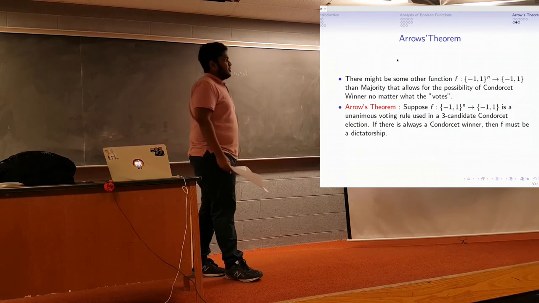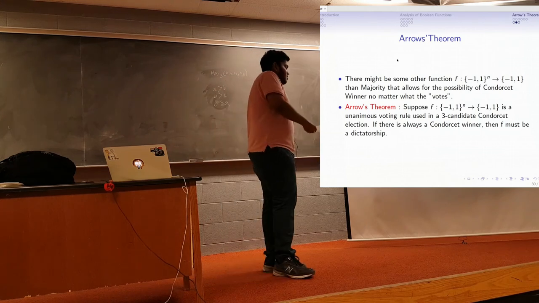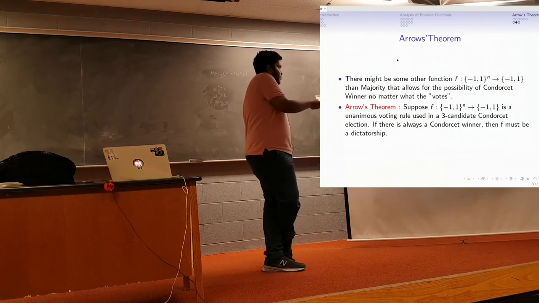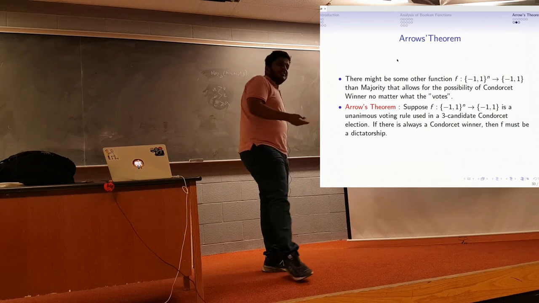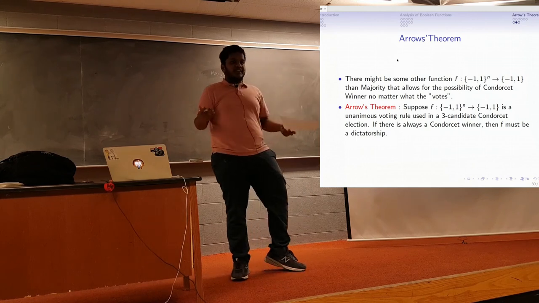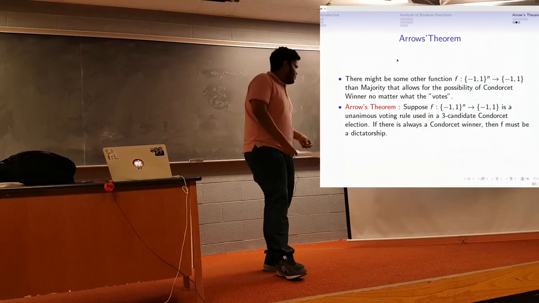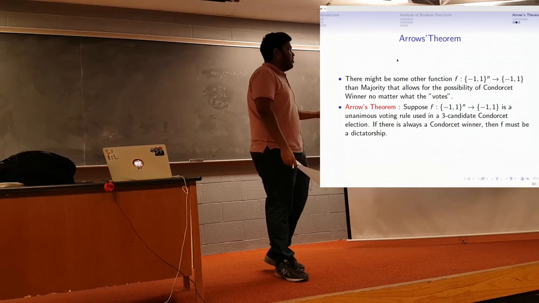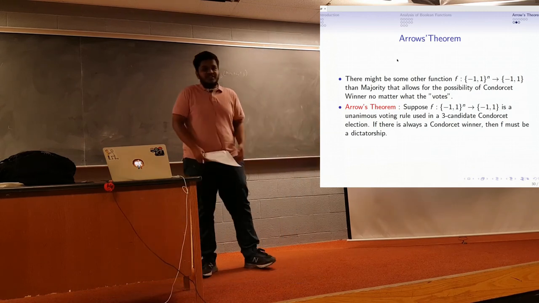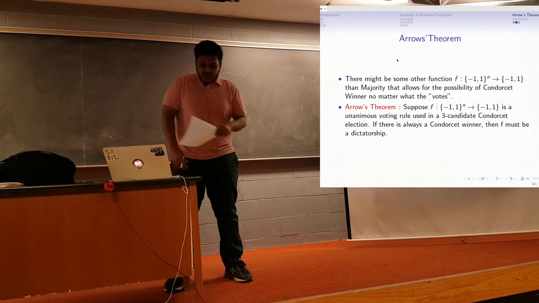And this is pretty striking because it basically says that if you want all the desirable properties in your voting function and you want three candidates or maybe more than three, then your voting function must be a dictatorship, which is clearly not what we want.